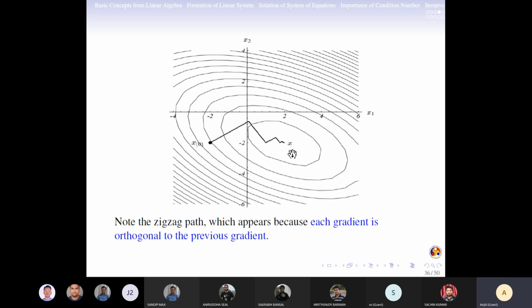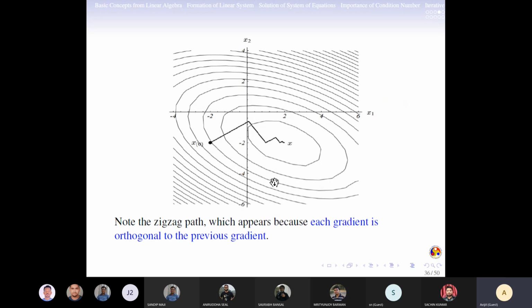This is the steepest gradient, and the zigzag path occurs because in every step each gradient is orthogonal to its previous gradient. That's why you see the zigzag path. One more drawback is that the direction from x0 to x1 is the same as from x2 to x3, or you can say the direction from x1 to x2 is the same as from x3 to x4. After one iteration it is taking the same direction. Why? Because we have used the orthogonal relation.